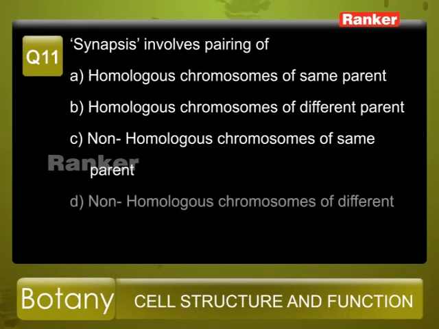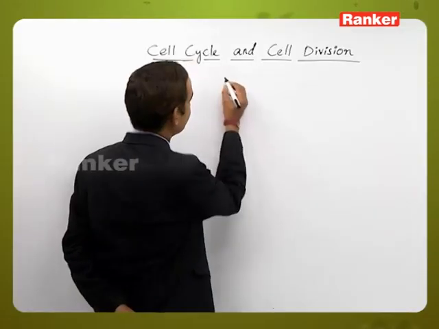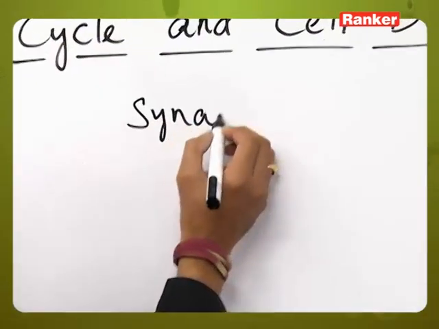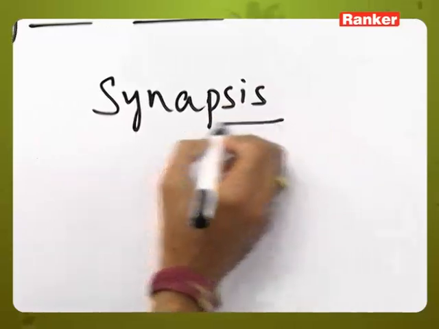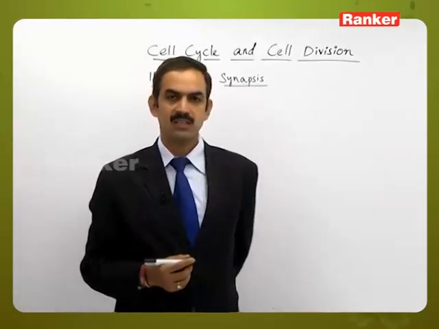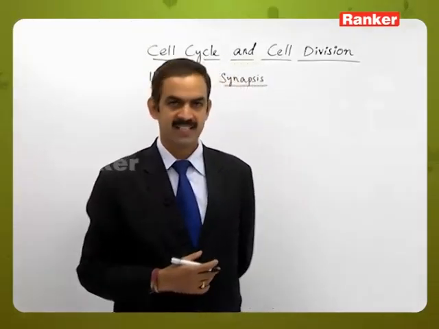Question number 11. Synapsis involves pairing of the given options: A. Homologous chromosomes of same parent, B. Homologous chromosomes of different parent, C. Non-homologous chromosomes of same parent, and D. Non-homologous chromosomes of different parent. So here synapsis is a process where pairing of the homologous chromosomes takes place.